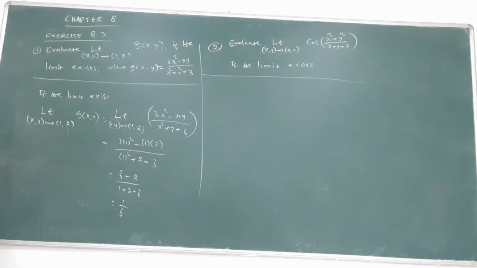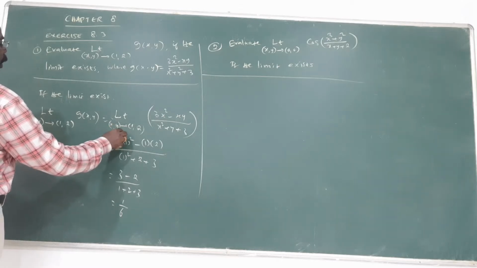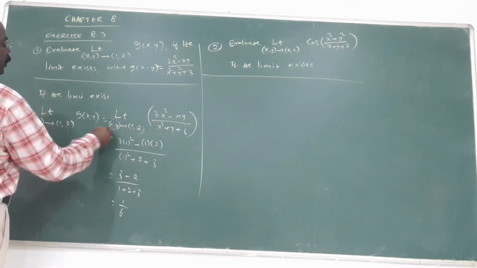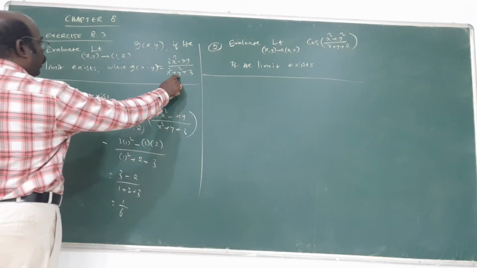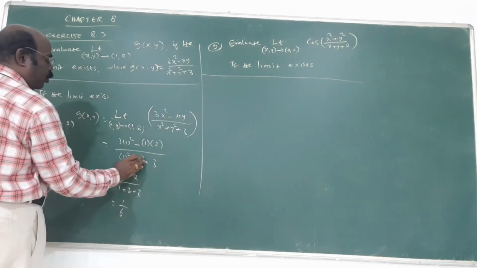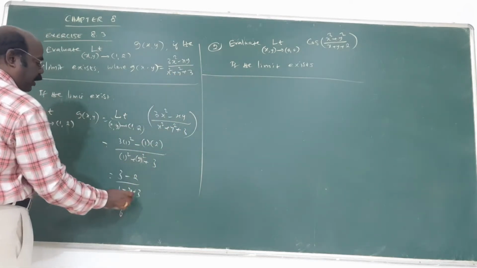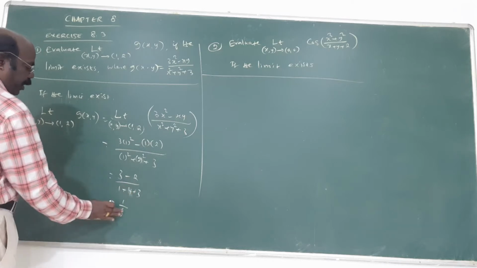That's all. By using the replace x value, y value method, x comma y tends to 1 comma 2. Replace x value is 1, y is 2. In this way, we substitute the values and get the answer. The question is again 3 only, the x square, the y square, or 2 square. What is the answer? 8 is the answer. 1 by 8 is the answer.